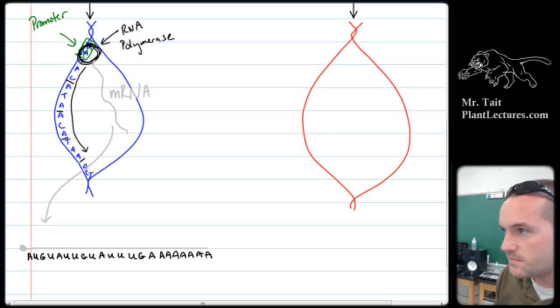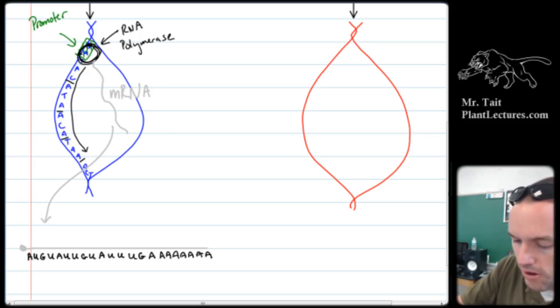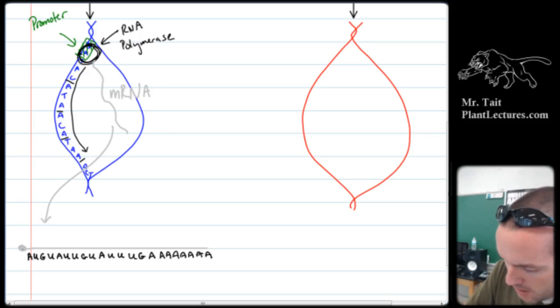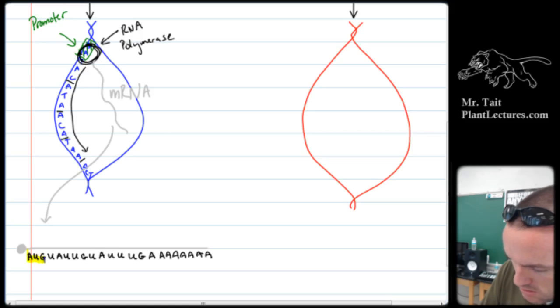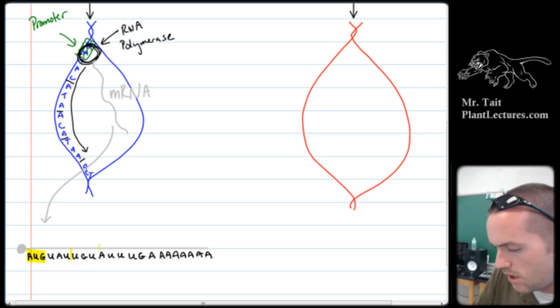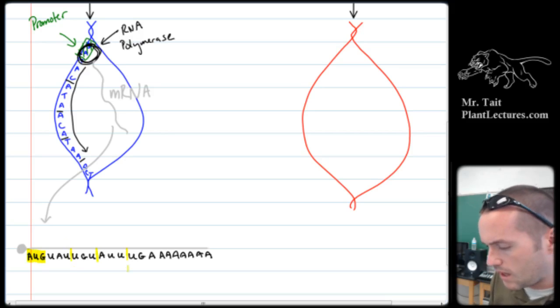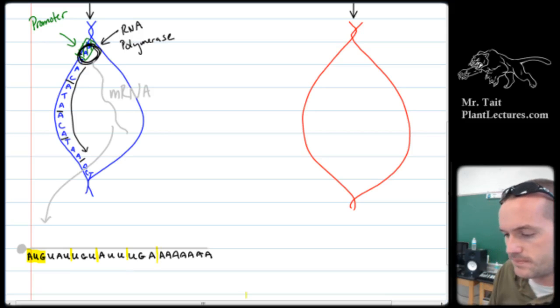All right? So we've got our G cap right here at the end. We've got AUG, that's going to be a start codon. Right? So here's AUG, which is a start codon. Okay? UAU is going to be a codon. UGU is a codon. AUU is a codon. And UGA is a codon. Okay? Does everybody agree with me so far?